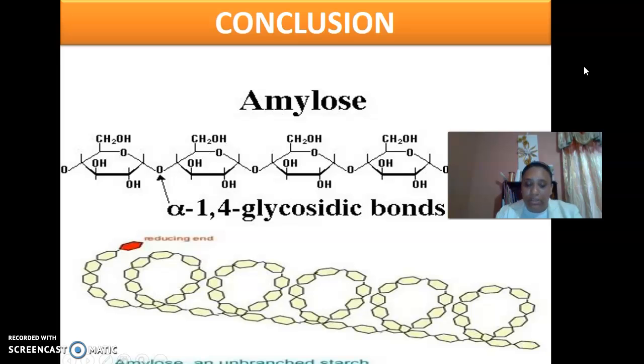So in conclusion, amylose is a polysaccharide that consists of a linear structure of alpha-D-glucose monomers linked together through an alpha 1 to 4 glycosidic linkage. It has a helical structure that possesses the H atom but is hydrophobic in nature.